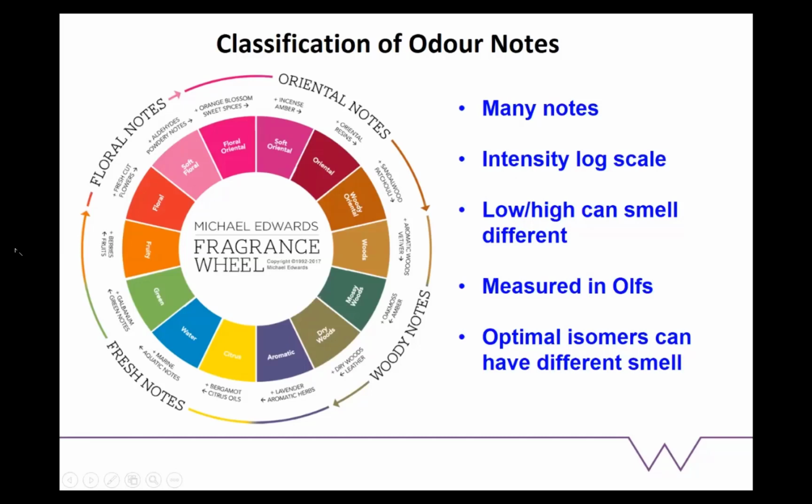The intensity is a non-linear scale, so we smell more on a log scale than a linear scale. And different smells can be low or high, so something that you smell at a low level can be pleasant, like urine, but when it's a higher level, it's unpleasant, as you probably know. We call those olfactory units olfs. And optical isomers can actually smell differently. So you can have exactly the same molecular weight, but it can have a different smell if it's got a different optical isomer.